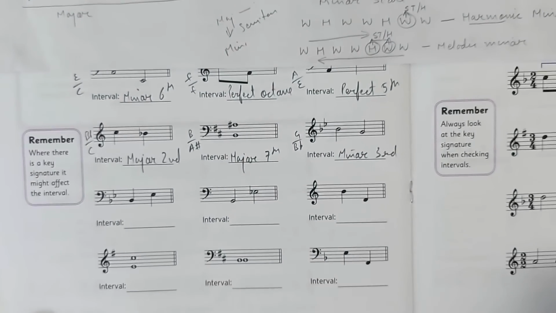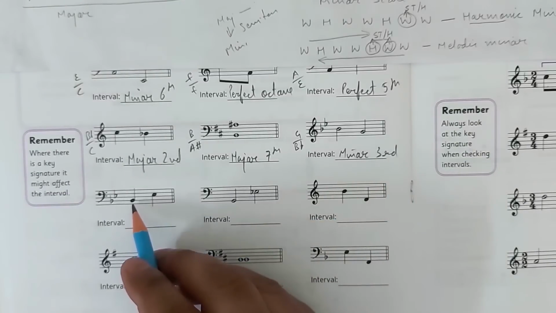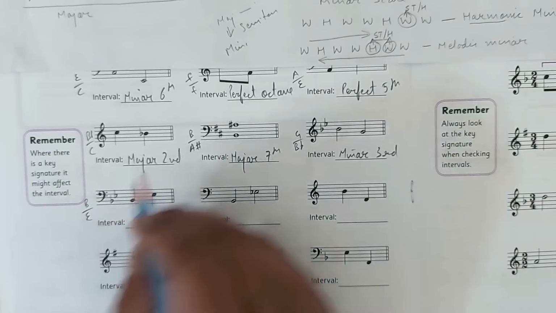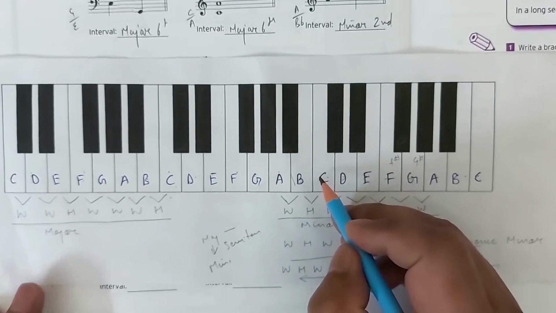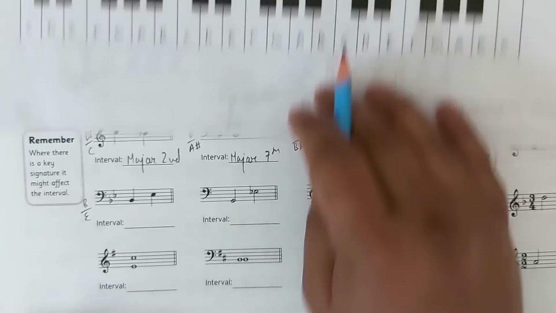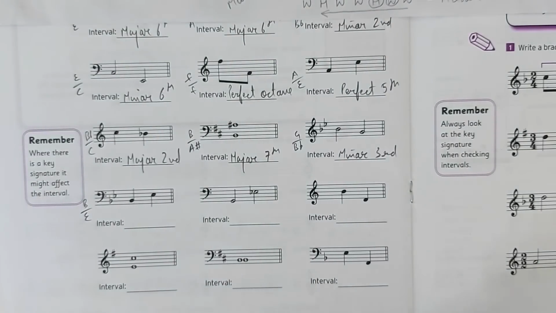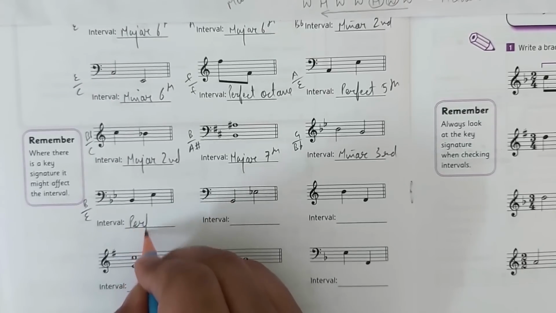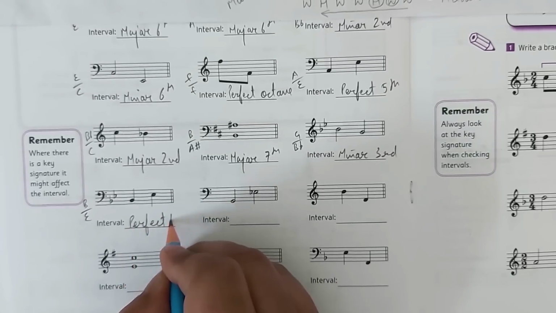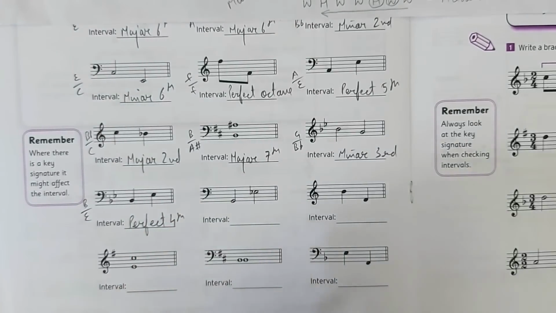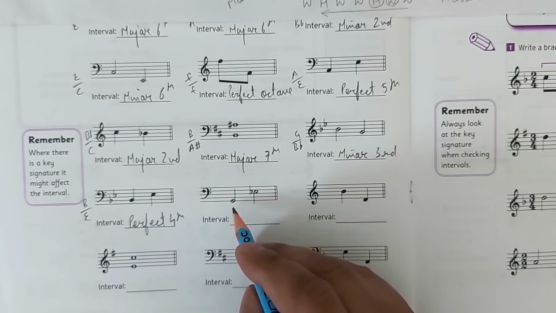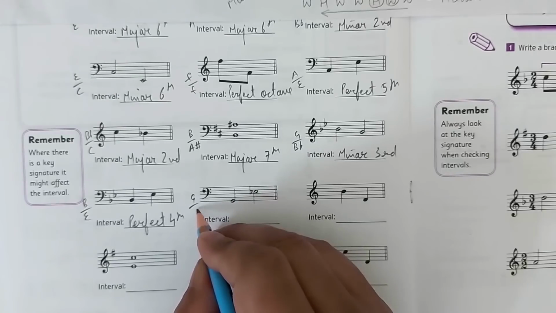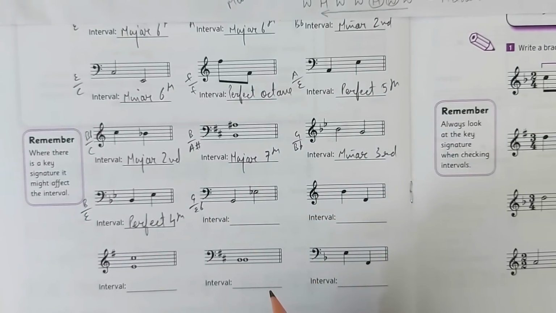Okay. Let's move on. Next we have, this is our B note. We're going from B to E. So 1, 2, 3, 4, 5. So 5 semitones. That means this is a perfect fourth. So 1, 2, 3, 4. Yes, this is a perfect fourth.